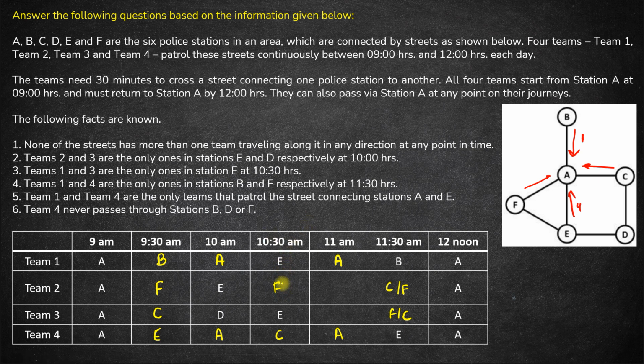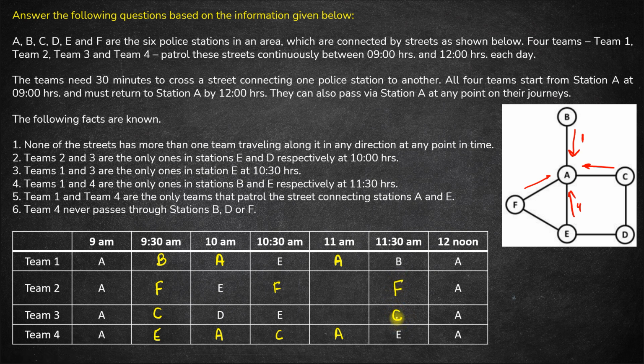Now, if at 10:30 team 2 is at F, can it go to A via C in two stations? From F, how can it go to city C via just one other station? That is not possible. So team 2 cannot go via C to A. So it has to go to A via F. Okay. So if this cannot be F, this must be C then.